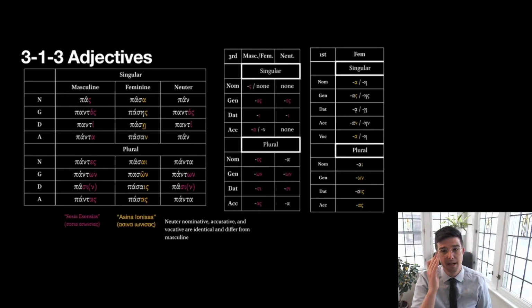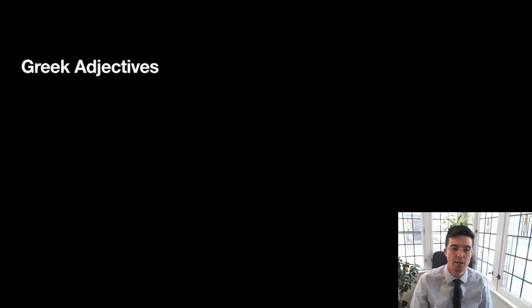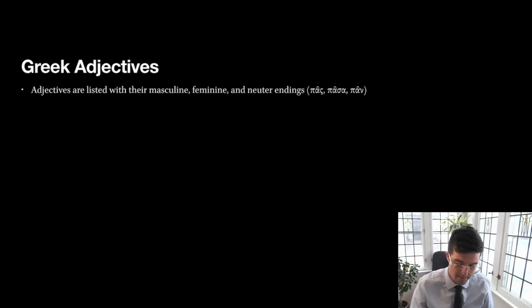And so here what I've done, just for your reference, is taken these basic endings of the third declension, and then the basic endings of the first declension, and separated them out just so you can see how they map onto the pās, pāsa, pan paradigm here. And so if those are our forms, we need a little bit more explanation of how the third declension adjectives relate to other nouns and other adjectives.